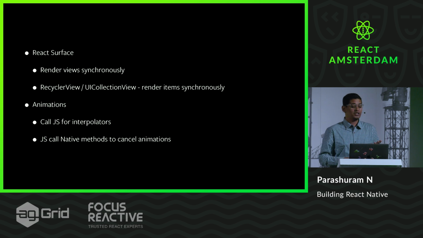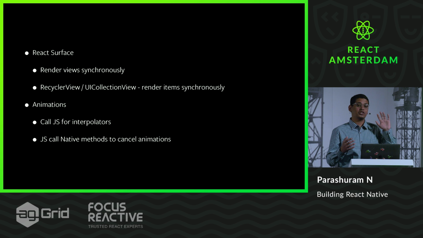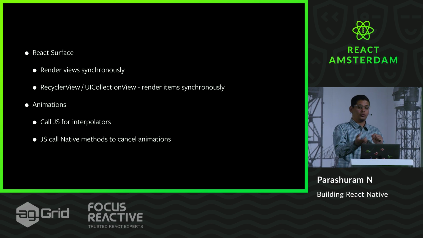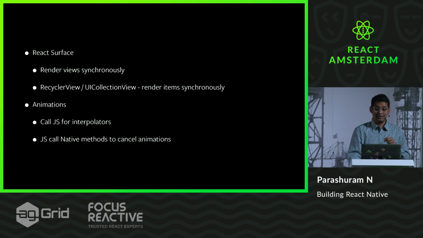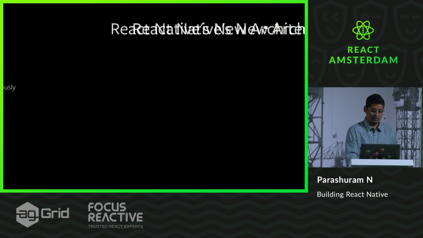It'll also help animations a lot, because remember that you'll be in a world where if your animation is actually defined in JavaScript, native interpolators can call into JavaScript through this method that I showed you. And that way, JS can also call back into native to do things like cancellation. So you may not have to worry about declaratively telling React Native what your animations are.